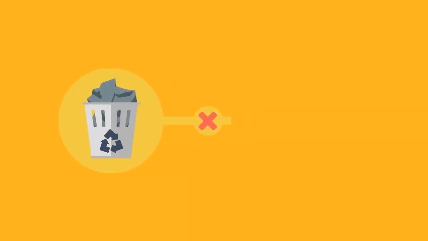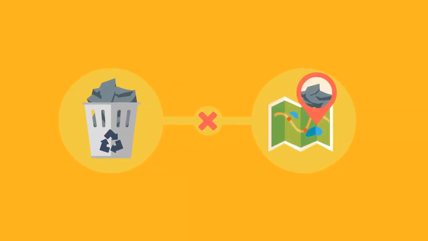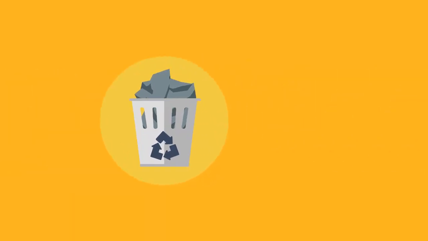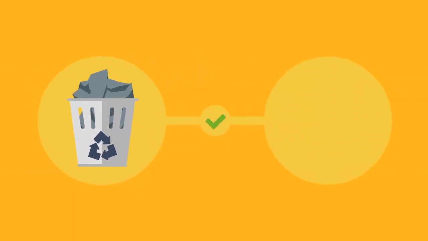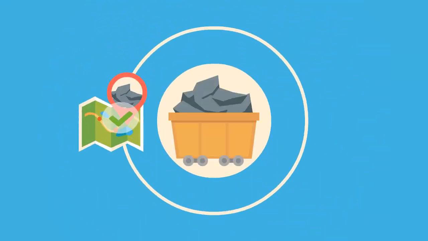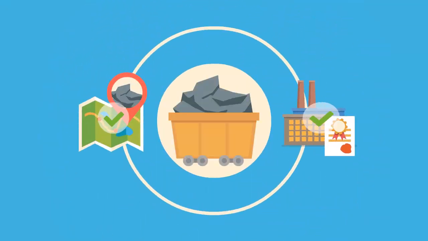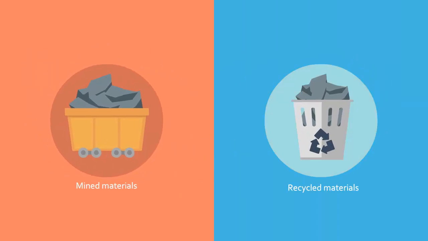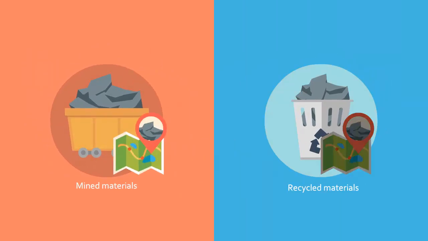Recycled materials don't require you to determine the origin because they can no longer be traced back to a mine site. They only require a confirmation that the material is indeed recycled. Mined materials require origin determination unless they come from a conformance smelter. When you receive materials, sort them by type so you know if you need to determine the origin.